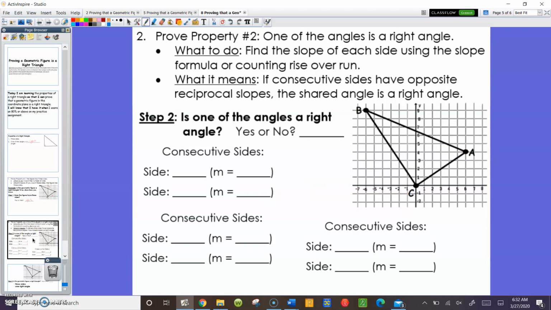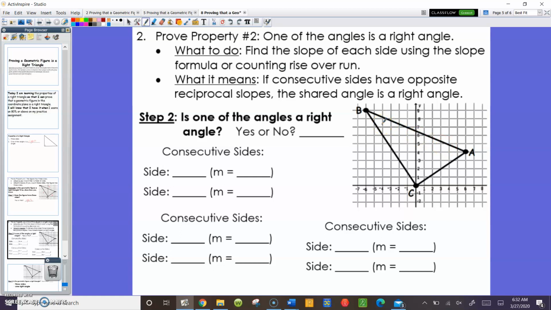Now we have to prove property 2. One of the angles is a right angle. What we need to do is find the slope of each side using the slope formula or counting rise over run. So let's go ahead and find the slope of each side.